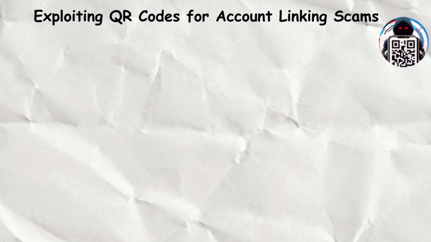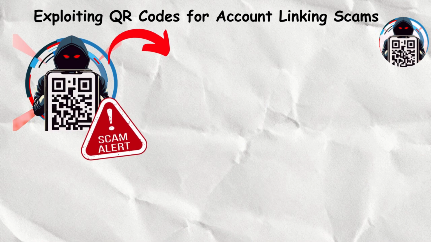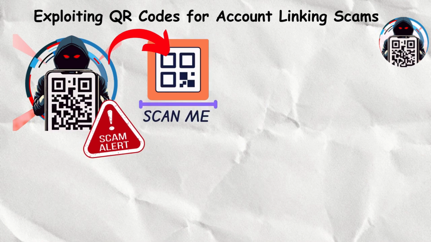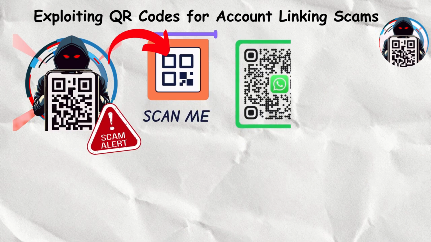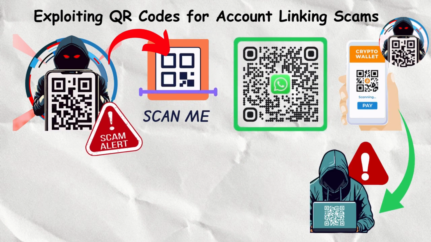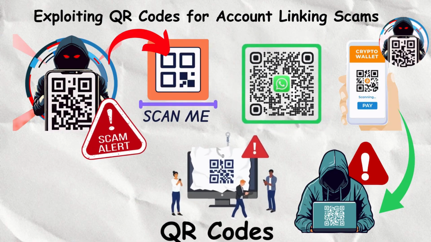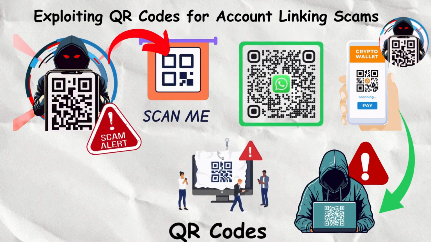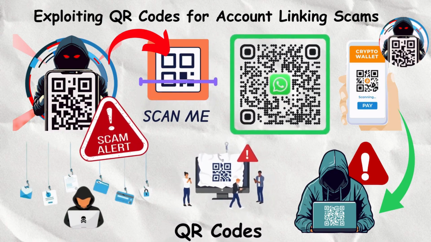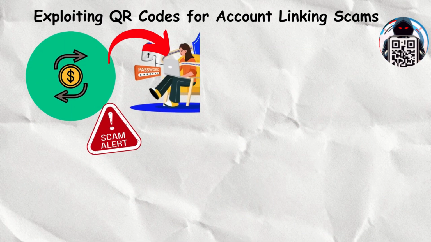Exploiting QR codes for account linking scams. Some services let you log in or link accounts by scanning a QR code, for example, WhatsApp Web or certain cryptocurrency wallets. Attackers exploit this by creating fake account link QR codes that connect the victim's account to the attacker's device instead. Once linked, the attacker can read messages, transfer funds, or access private data.